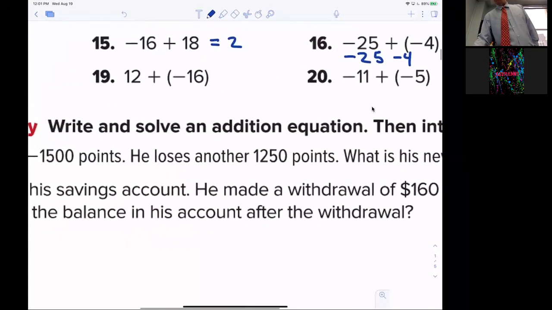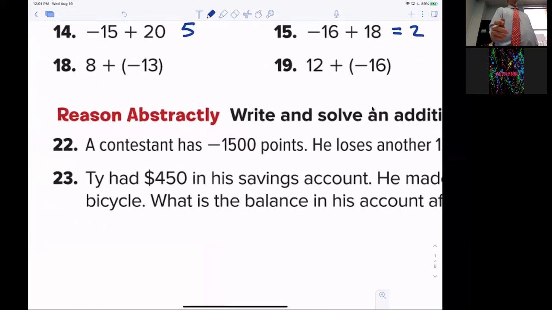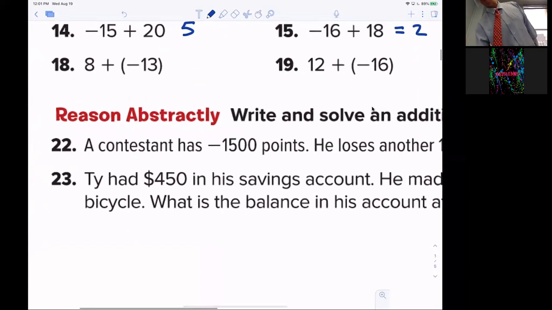Okay, let's look at 18. I got negative 5. I got negative 5 too. I don't want to hear you think you got it wrong. All right, this is what I got, negative 5. I don't care if it's right or wrong. If it's wrong, I'm going to tell you, I promise. And then we're going to correct.